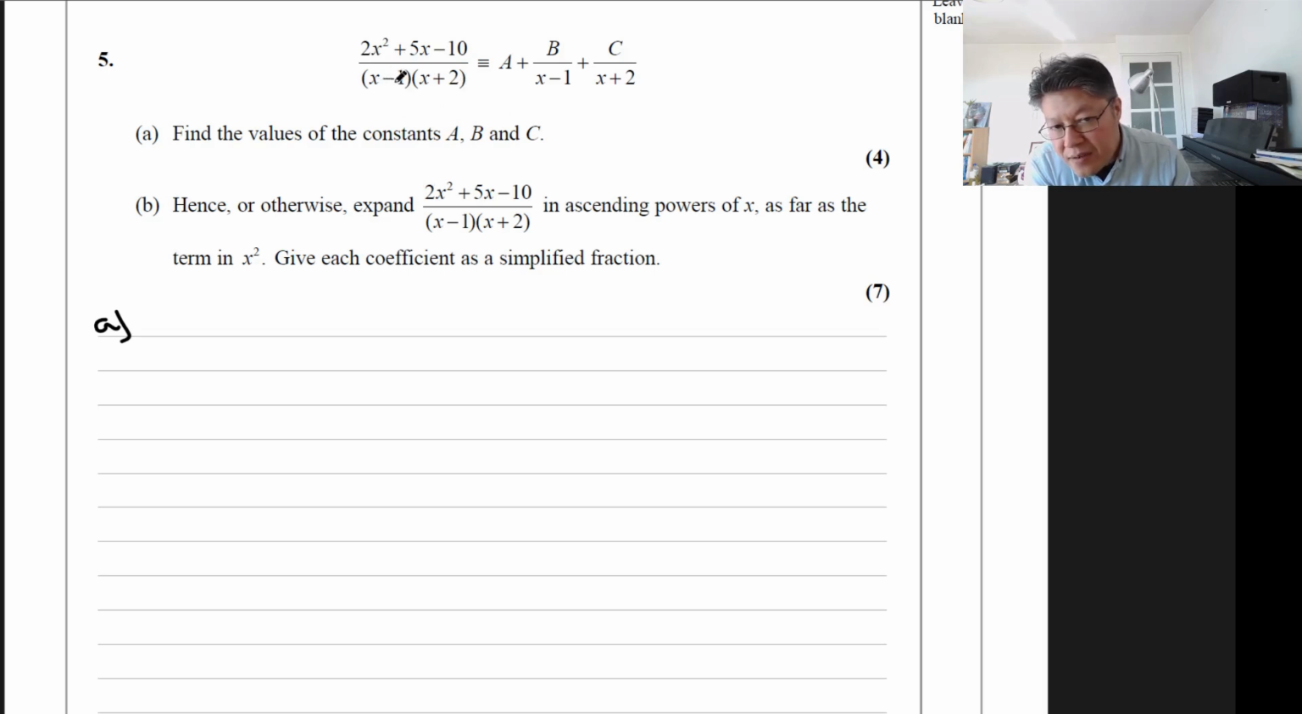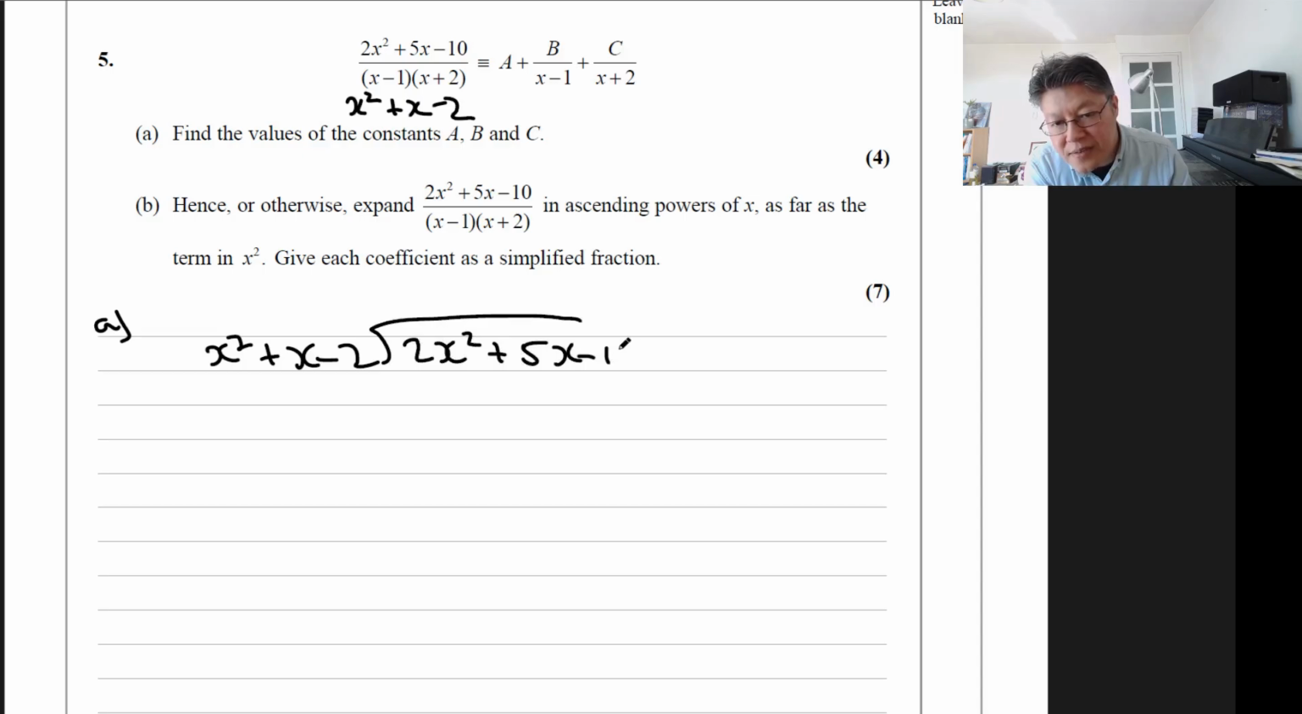So we better expand the bottom, so I can do that just over here. That's x² + x − 2, and now we're going to do division. So let's set that up. We have x² + x − 2, and that's going to divide 2x² + 5x − 10. How many x² fit into 2x²? 2. And then you do 2 times this polynomial here, so we get 2x², then plus 2x, and then that's minus 4.